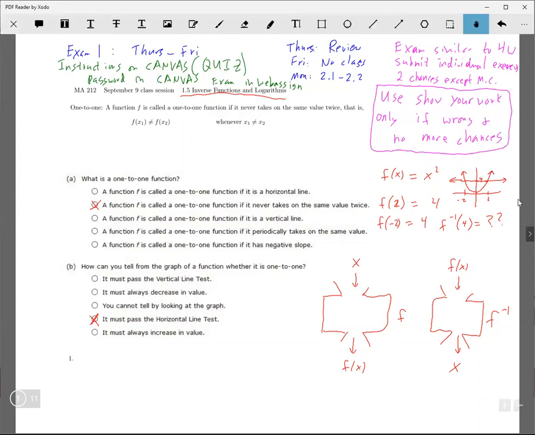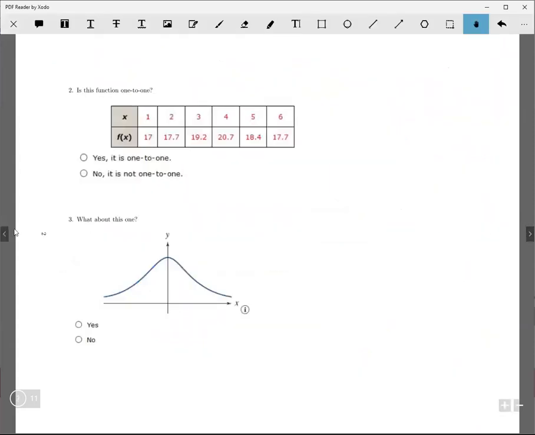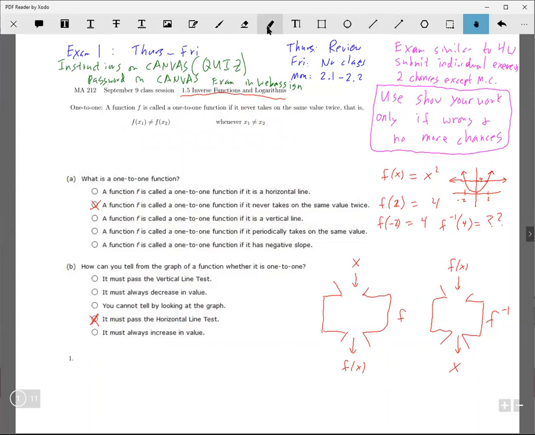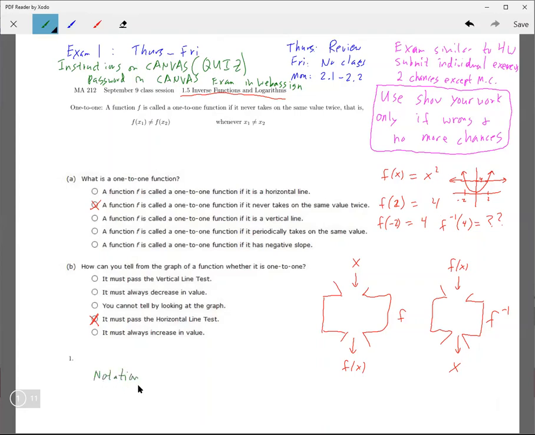One other thing, before we go to the next topic, is notation. The inverse function is defined like this. f to the -1. Now this is confusing because it's not 1 over f of x. It's not that. And so that's a little bit confusing.